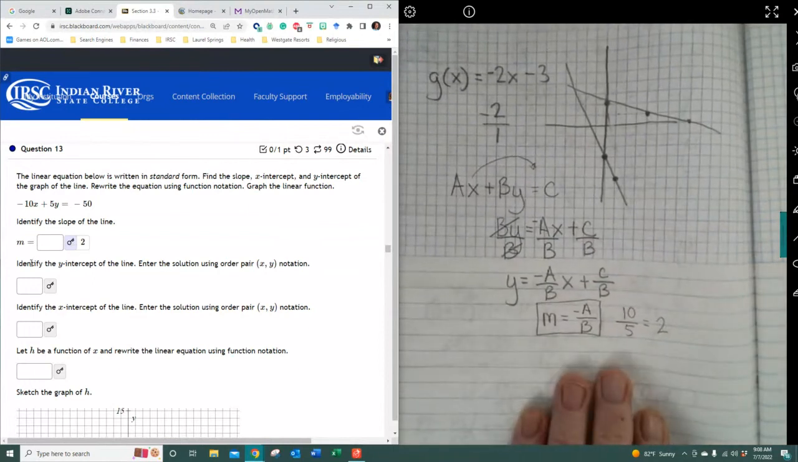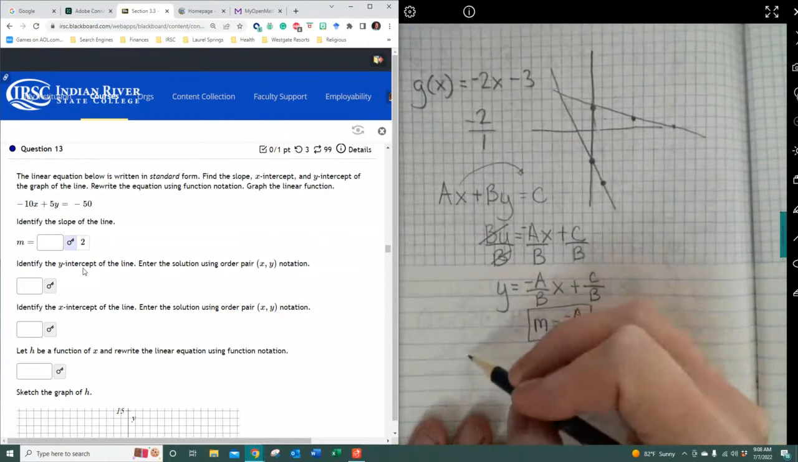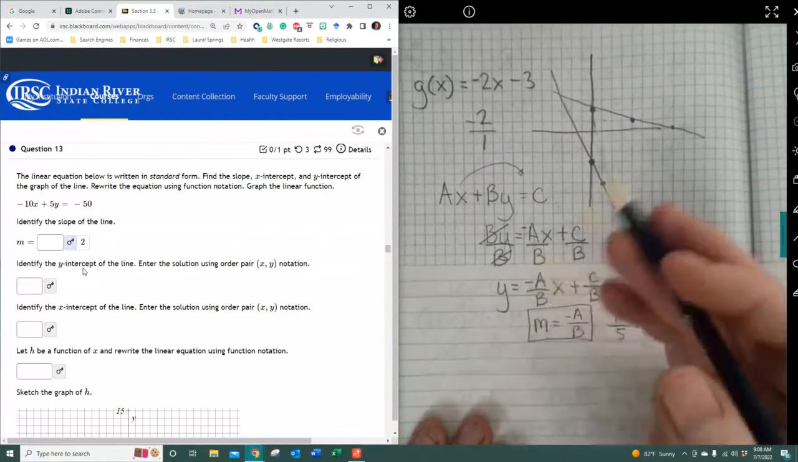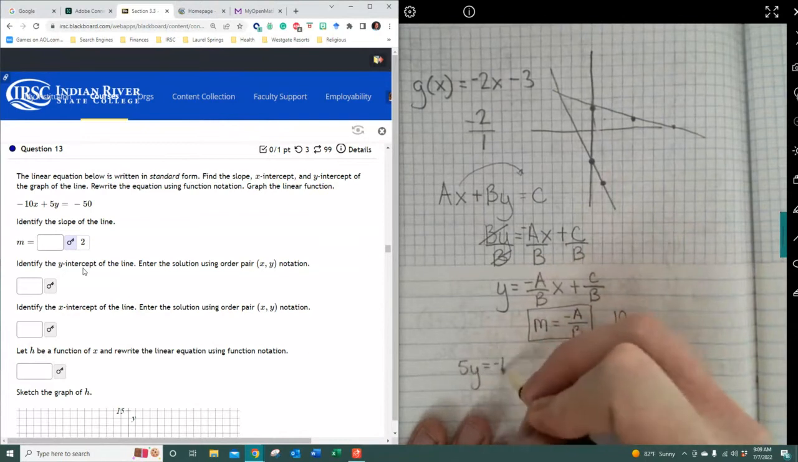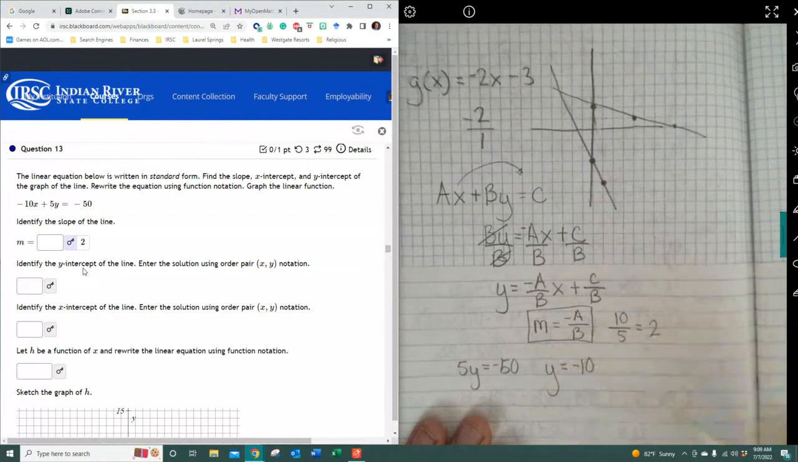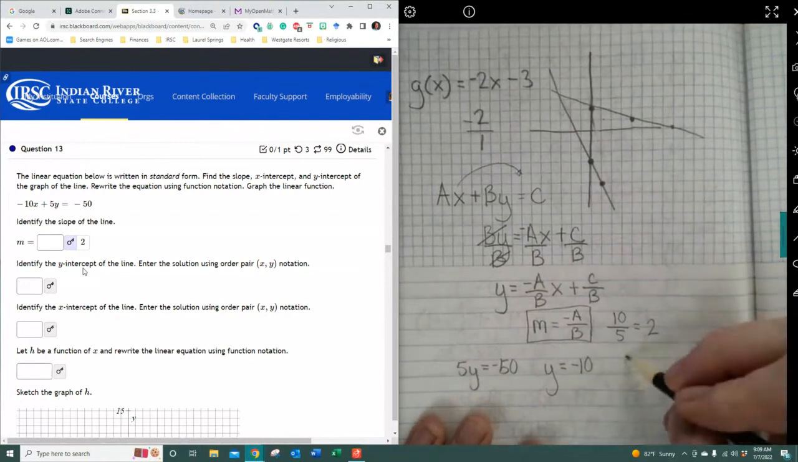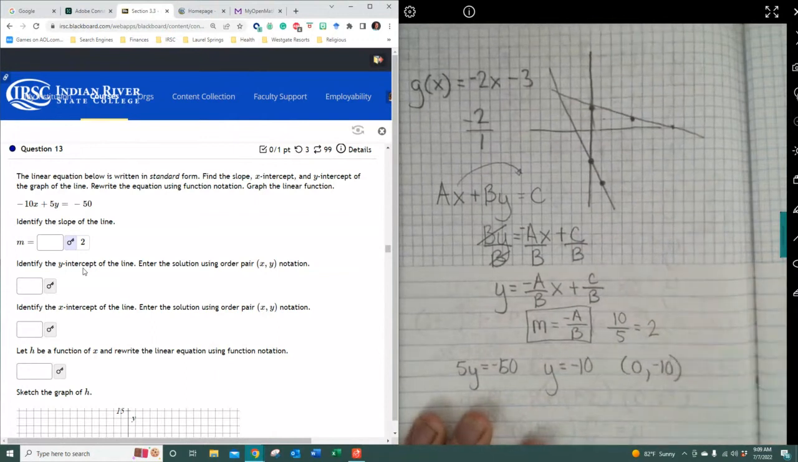Okay. So now it says identify the y-intercept. Well, the y-intercept is when x equals 0. So if x equals 0, that negative 10x goes away, and you're left with 5y equals negative 50, which means y is equal to negative 10. So it's got to be then 0, because that's what x is, and negative 10. They want you to write it in an ordered pair. So that's (0, negative 10).